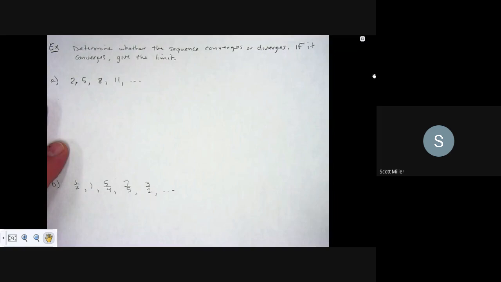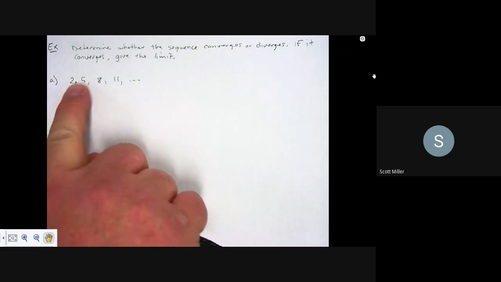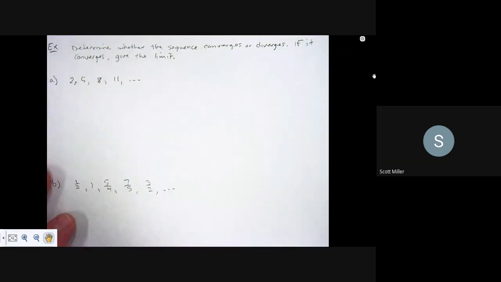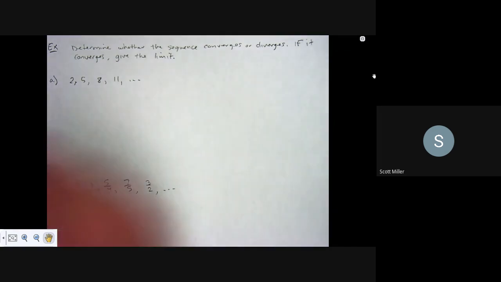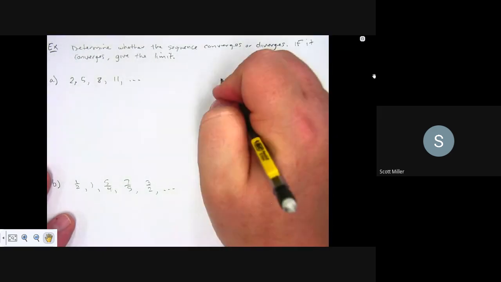So determine whether the sequence converges or diverges. If it converges, give the limit. So here's a sequence. It goes on forever. I want to know, do these numbers get closer and closer to a single number? And to do that, you want to find the explicit rule of the sequence, if you can. And to help us find that, we have to determine what kind it is, so we make a table.